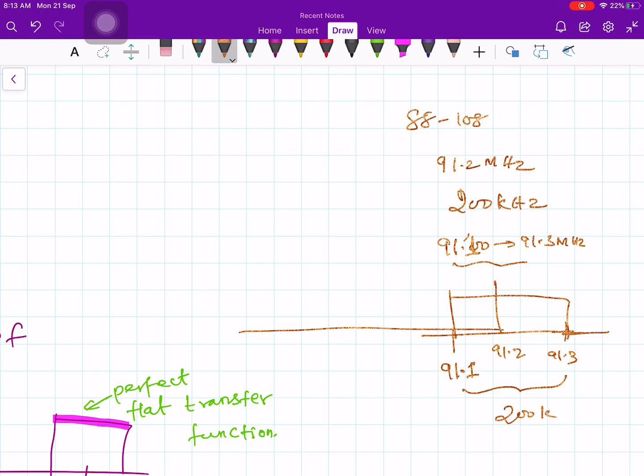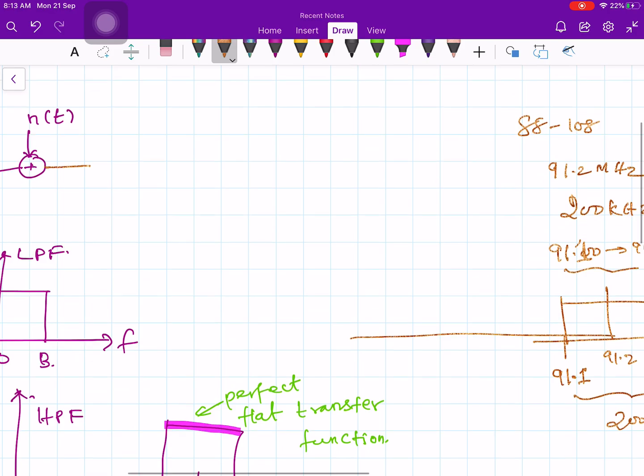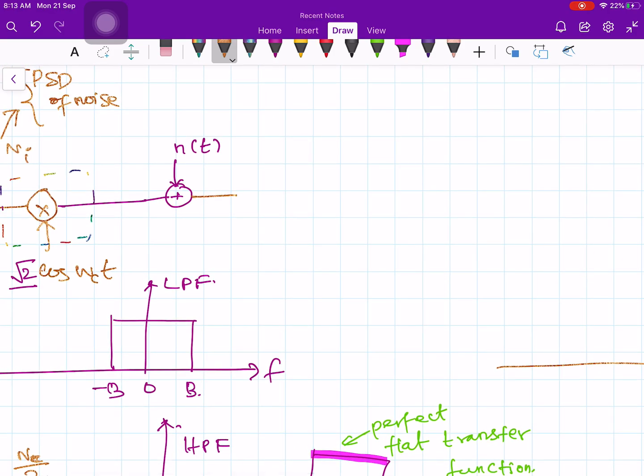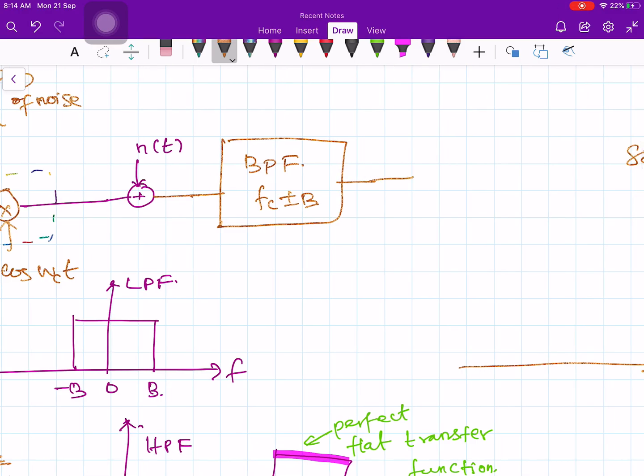Therefore, in the receiver, my first block will be a band pass filter, which is centered around Fc, and the bandwidth is Fc plus or minus B. And after that you give it to the demodulator. In the demodulator you will give the same root 2 times cos of omega ct, and then give it to a low pass filter. This is my output.